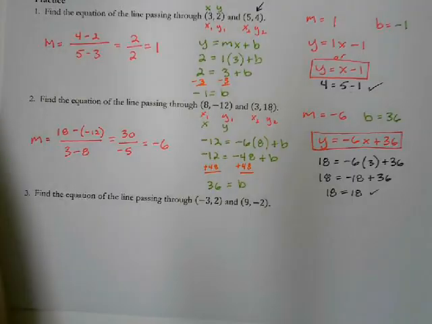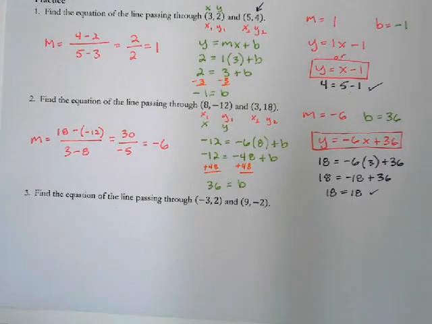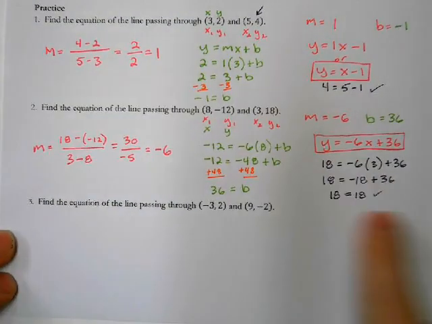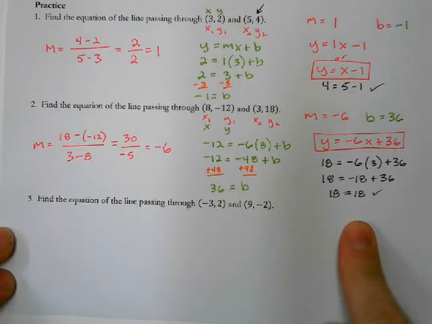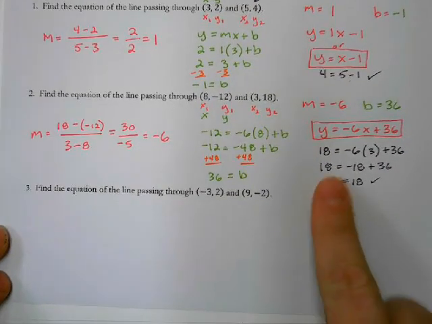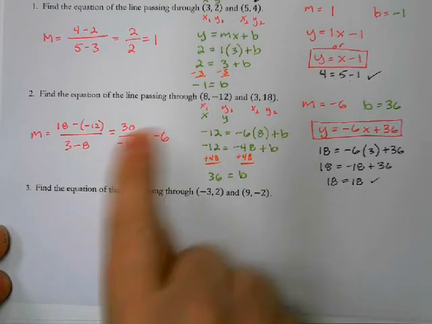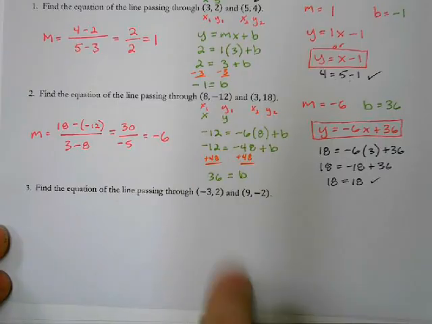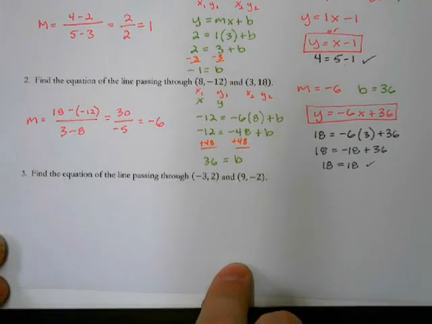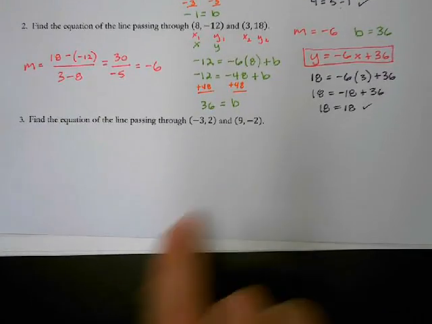Now your homework tells you to do this step. I will be looking for that tomorrow. So make sure you're doing this step and checking your work. If it doesn't work out, you need to go back and find where you made a mistake. I bet it was with a negative somewhere. So look for that. Last problem, double check your work.